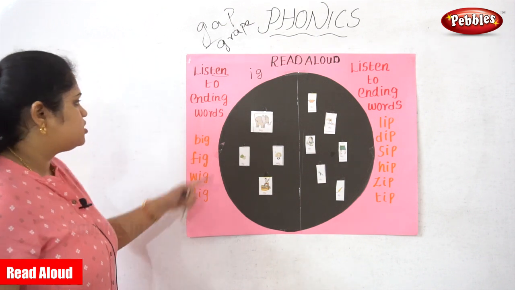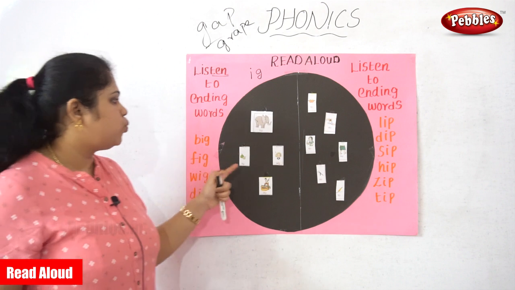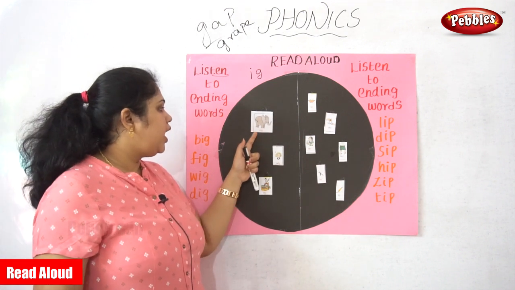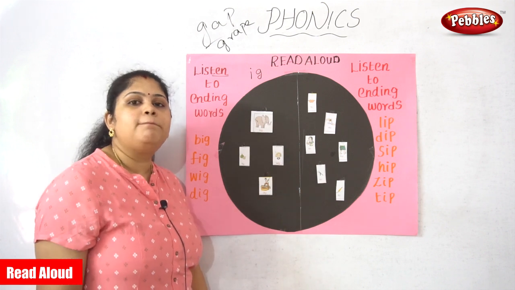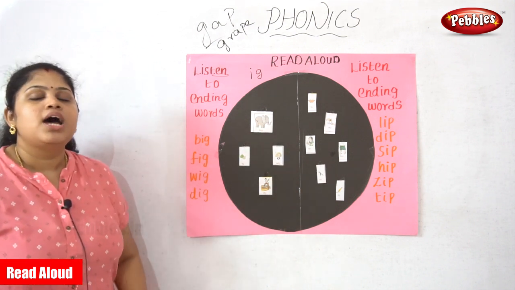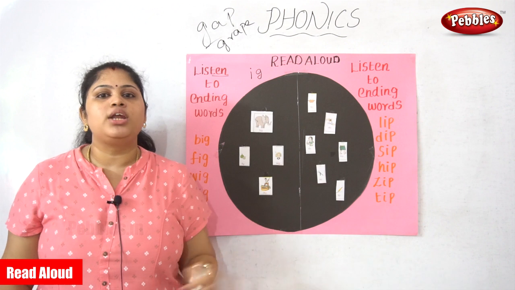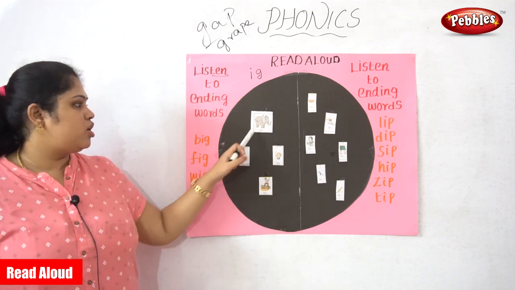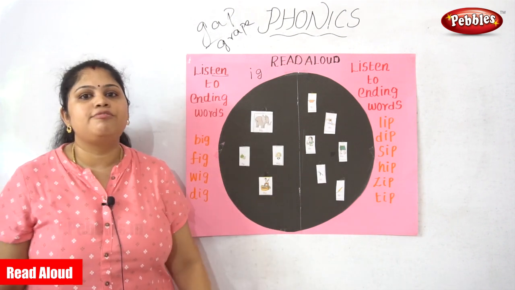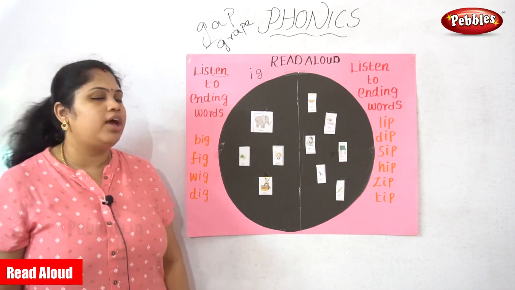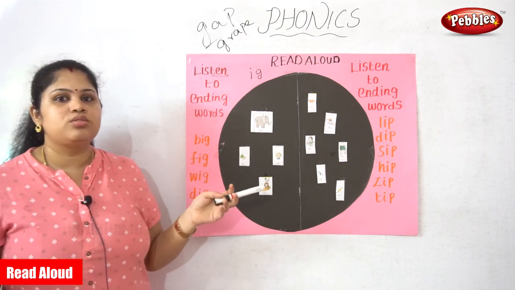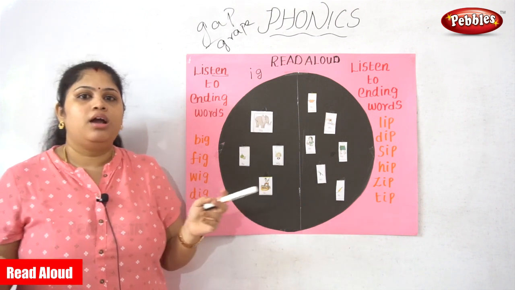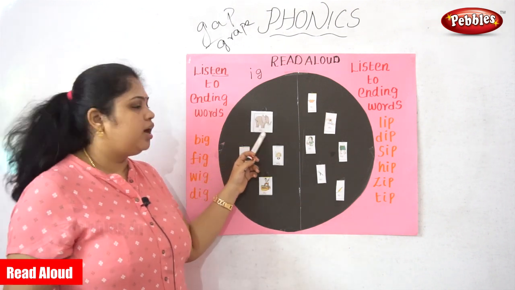Very good. Okay, I'm moving to the first word. Big. What does big mean? Big means larger in size. When you see this, you cannot just say this is an elephant. Yes, it's an elephant, but how does it look? It looks big, isn't it? Big.